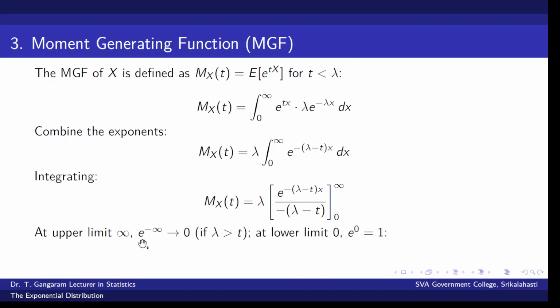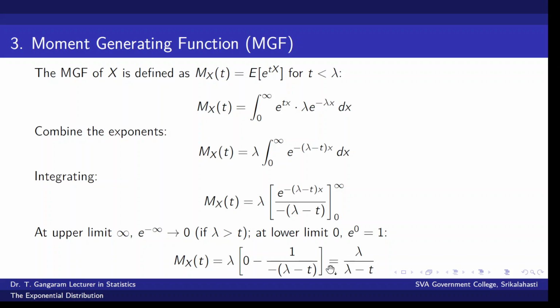Now we substitute 0 for the upper limit and 1 for e power 0 at the lower limit in this expression. M x of t is equal to lambda, maximum upper limit 0 minus minimum limit e power 0 which is equal to 1, in the numerator, and the denominator minus lambda minus t as it is.